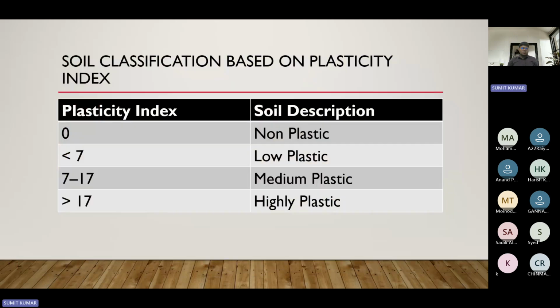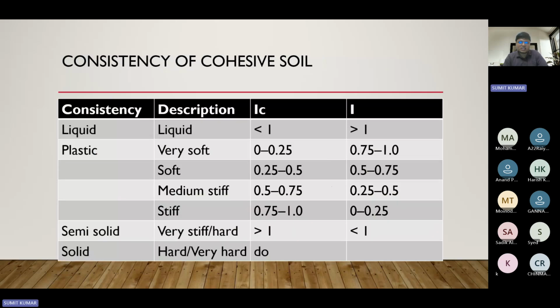Now, see the soil classifications based on the plasticity index. If the plasticity index is 0, it is said to be non-plastic. If it is less than 7, it is said to be low plastic. For the plasticity index between 7 and 17, it is medium plastic. And if the plasticity index is greater than 17, it is said to be highly plastic soil. Okay. Similarly, for the consistency of cohesive soil, it is said to be liquid if IC is less than 1.